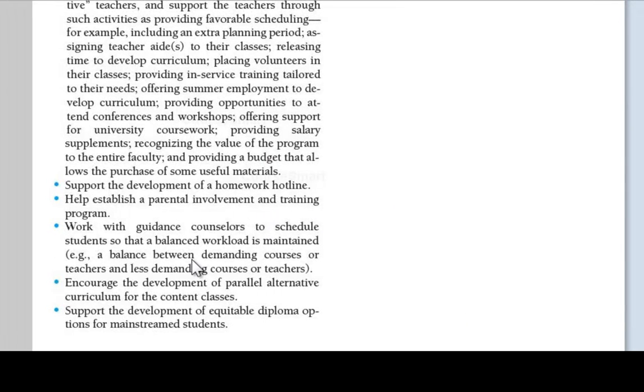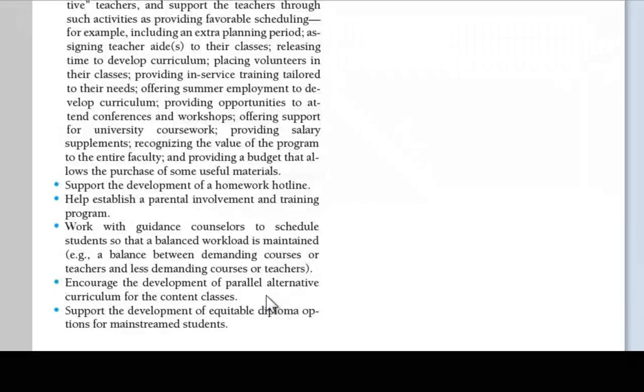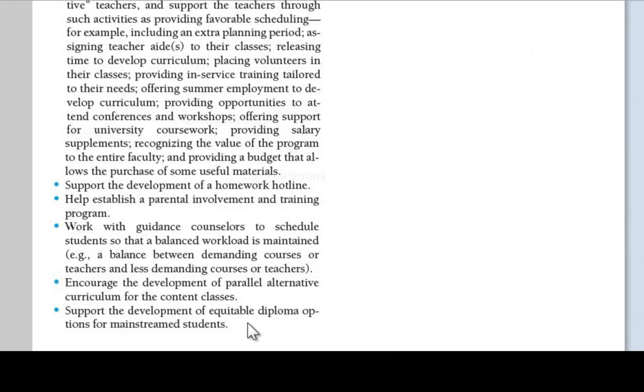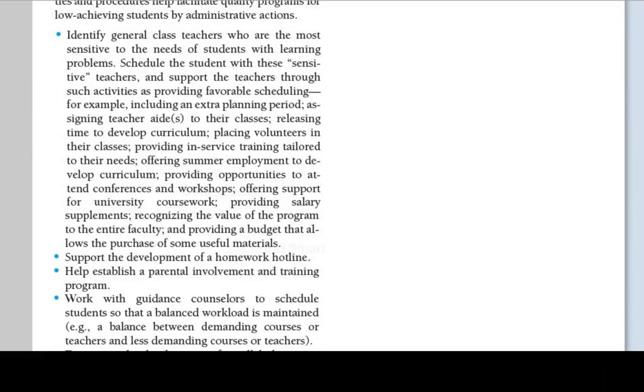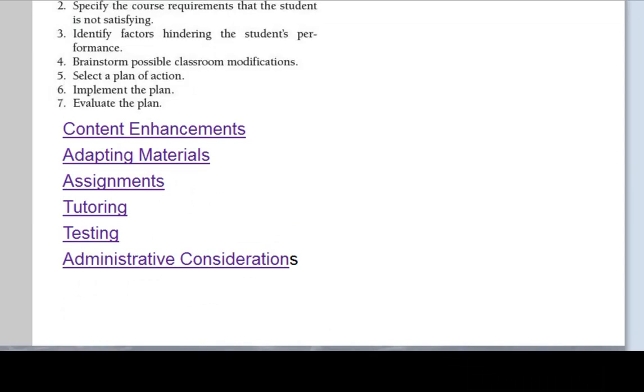Establish parental involvement in the training. Work with guidance counselors to schedule a balanced workload. Encourage development of parallel alternative curriculums. Support development of an equitable diploma for mainstream students. So if you have administrative options, they can be of help also.